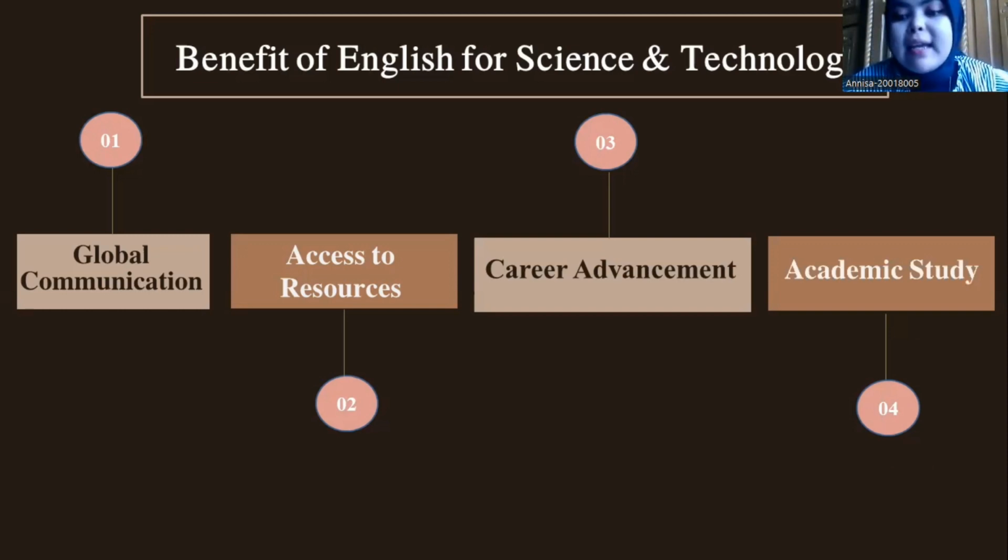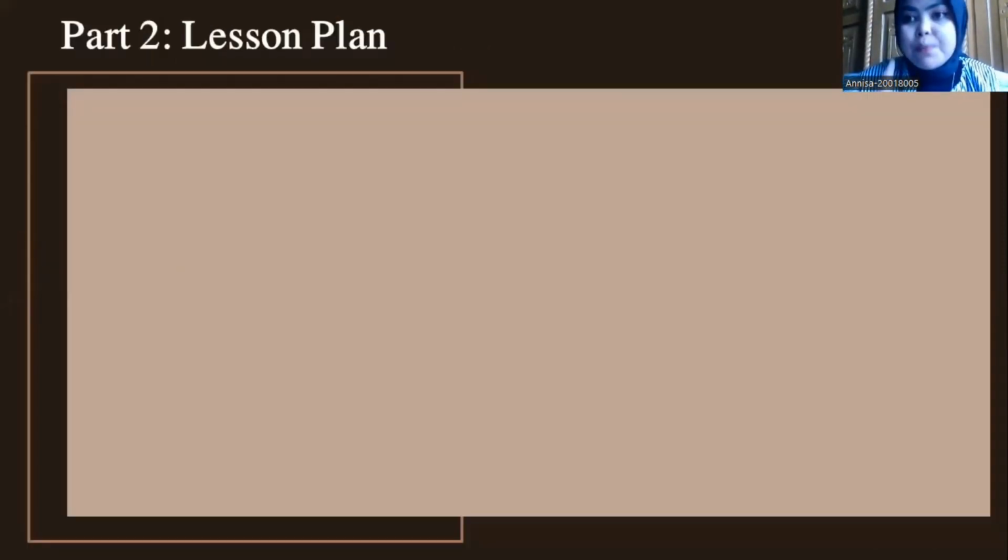So, in summary, English for Science and Technology is a valuable skill that promotes effective communication, collaboration, and access to a wide range of resources in the rapidly evolving fields of science and technology. So, now, let's move to part 2, that is about my lesson plan. My lecturer asked me to make a lesson plan for senior high school in the context of science and technology. So, I chose to make a lesson plan about explanation text, which the title of the text is How Snow Formation.